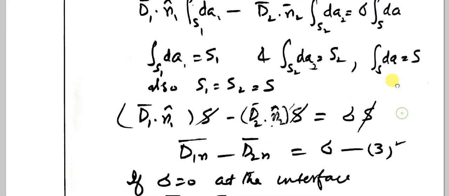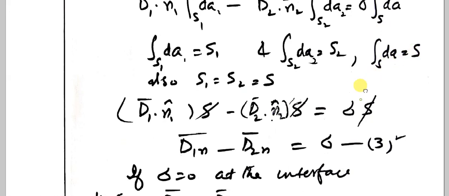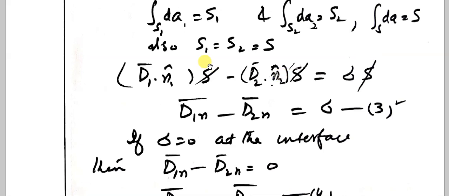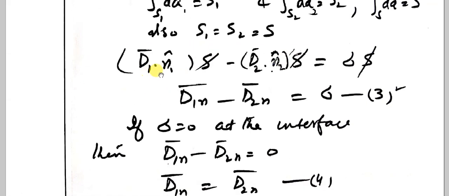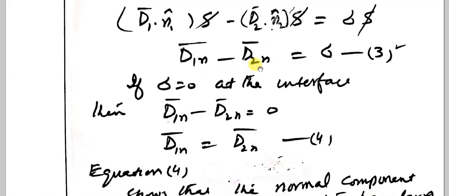So what we have now, D1 dot n1 unit vector into S minus D2 dot n2 unit vector into again S is equal to sigma S. S cancels out, so D1n minus D2n is equal to sigma, equation number 3. If now the surface charge density at the interface is equal to 0, then we have D1n minus D2n is equal to 0, or D1n is equal to D2n.